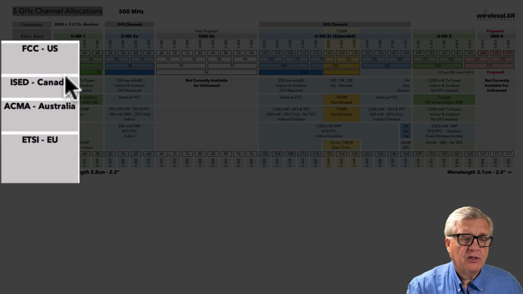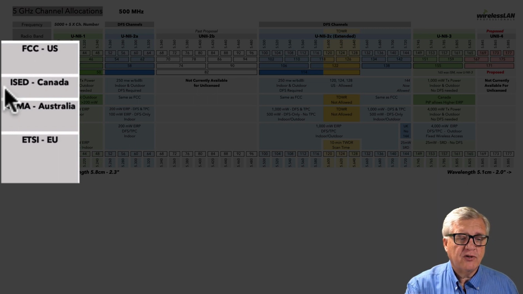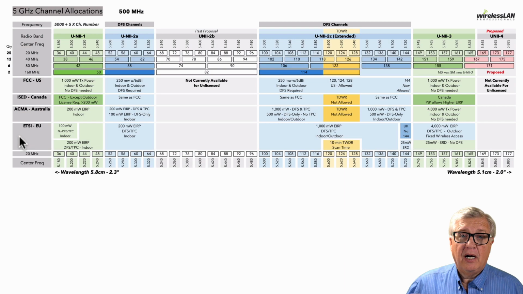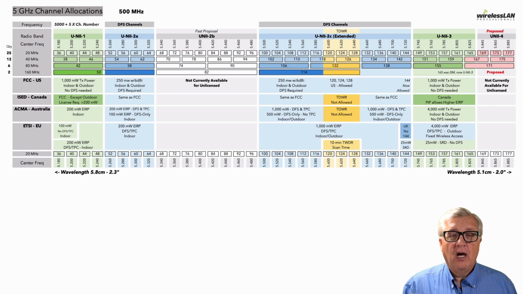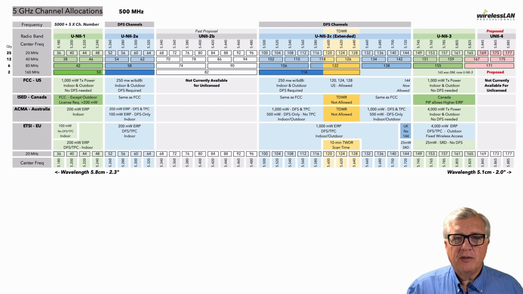Now, if we come down, the chart also shows FCC. It has different rules. As you go to different countries, ISED in Canada, ACMA in Australia, ETSI in the EU. I didn't have enough to put all the different countries or regions in here. One, I didn't know them all, so I did the research on these and added them to the table. But as you can see, there's different transmit powers, different things work.